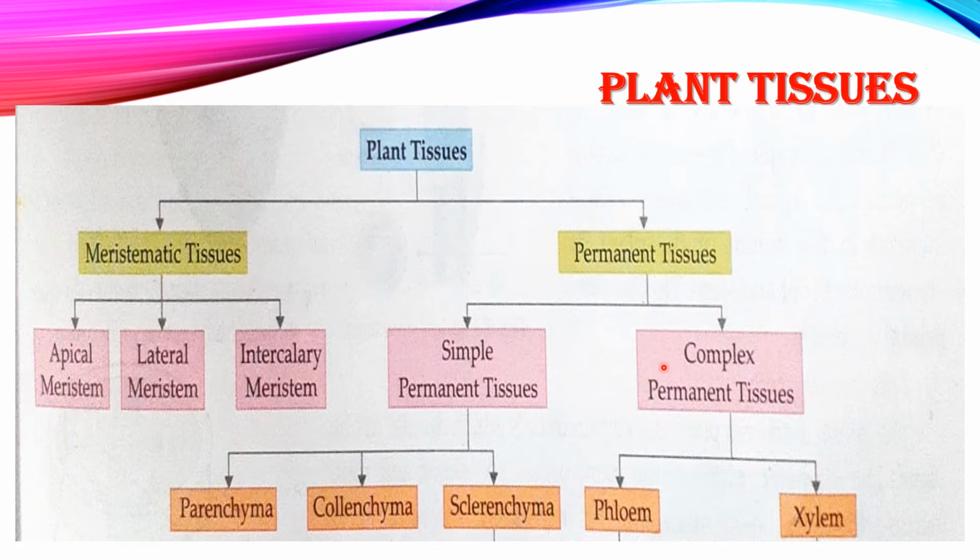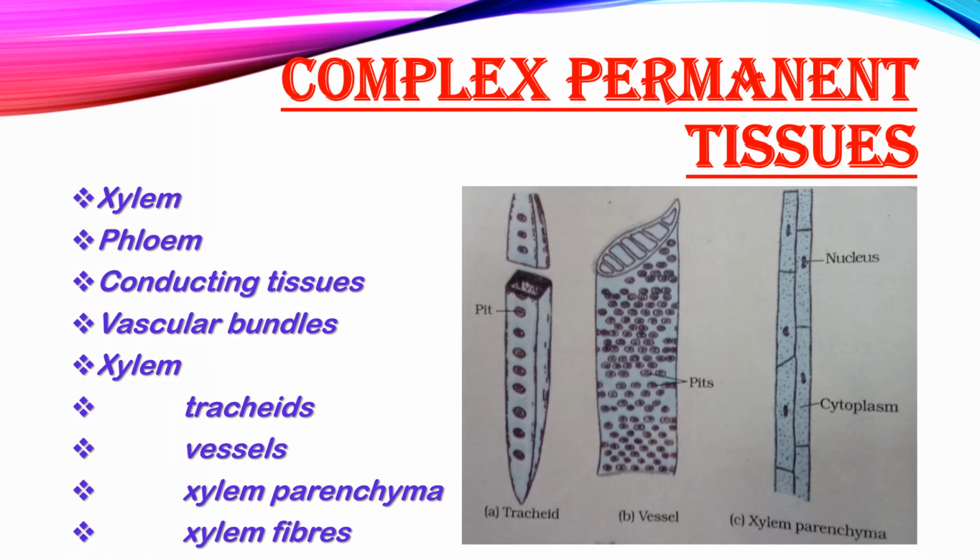Today we will do complex permanent tissues. There are two types: phloem and xylem. We have done permanent tissue, that is clear to you. Now permanent tissue we know is of two types: simple permanent tissue and complex permanent tissue. Now what is complex permanent tissue? What is the difference between simple permanent tissue and complex permanent tissue?